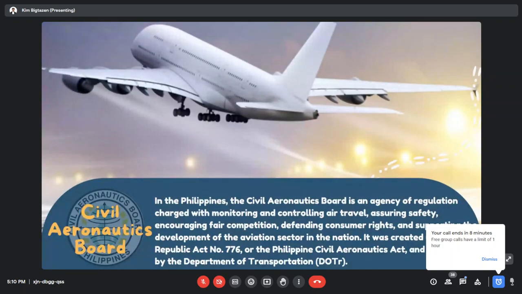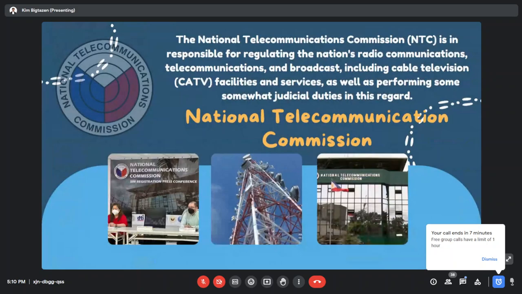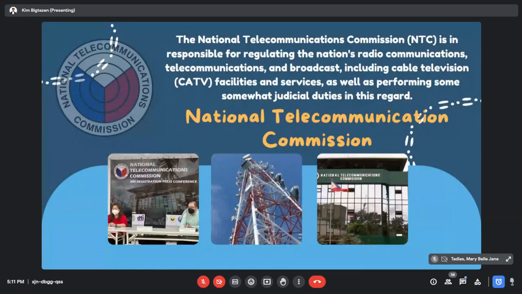So lastly is the National Telecommunications Commission or the NTC. It is an agency responsible for regulating the nation's radio communications, telecommunications, and broadcast, which includes cable televisions or CATV facilities and services, as well as performing somewhat judicial duties in this regard.